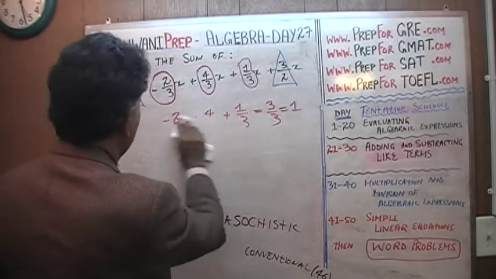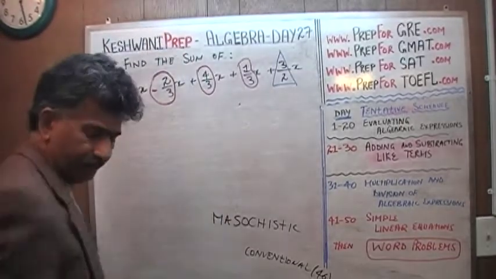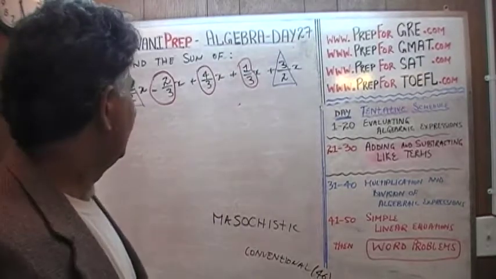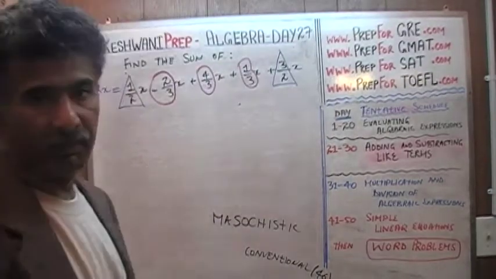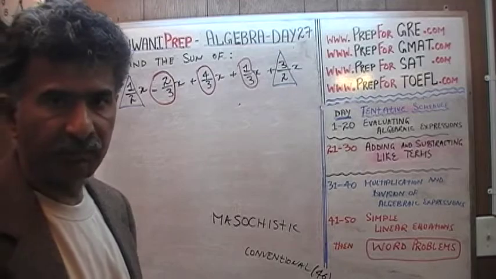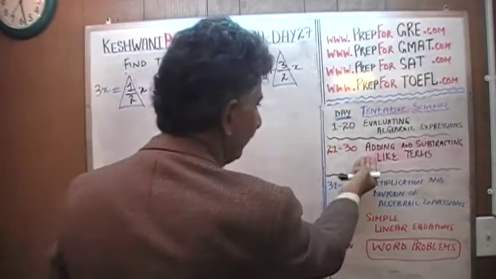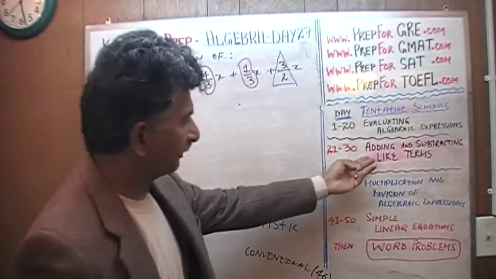Anyway, what I want to talk about next is this part. What does it mean to combine like terms in the context of this problem? We were told to combine like terms. That's what we're doing here, adding and subtracting like terms.